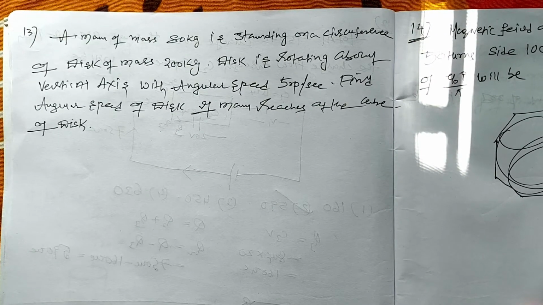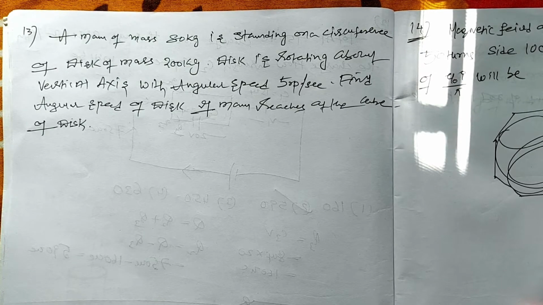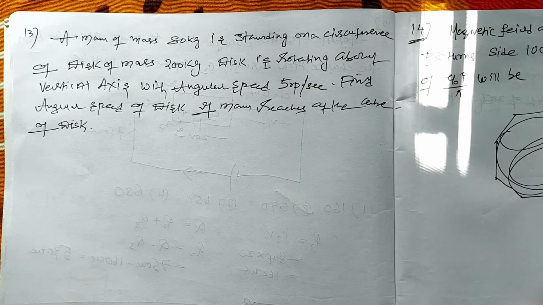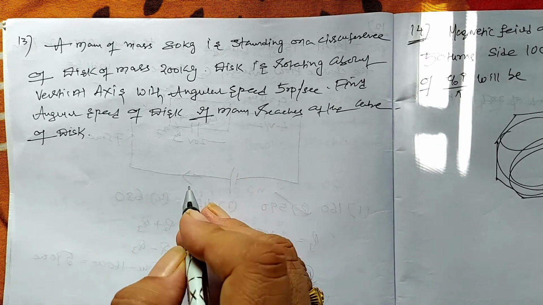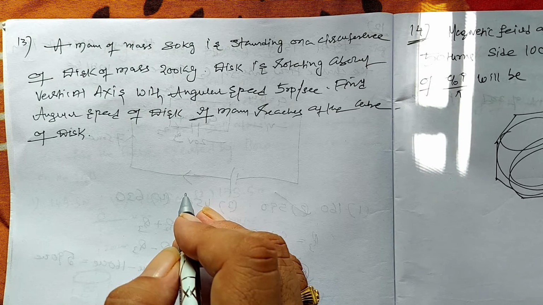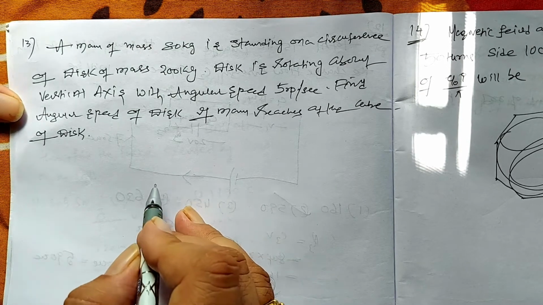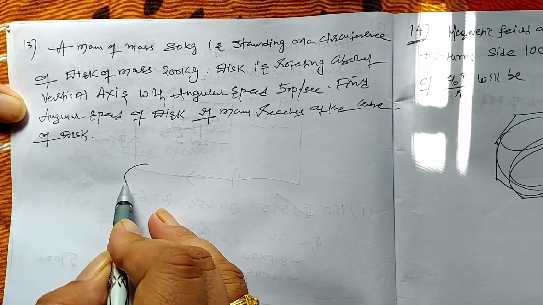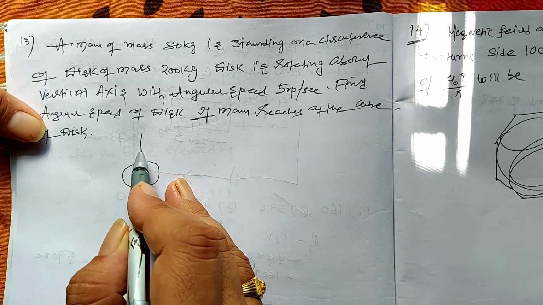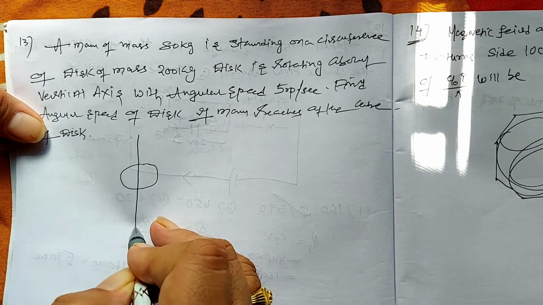A man of mass 80 kg is standing on the circumference of a disc of mass 200 kg. Disc is rotating about the vertical axis with angular speed of 5 revolutions per second. Find the angular speed of disc if man reaches the center of disc. So, this is a disc. Now, this disc is rotating about the diameter, about a vertical axis.